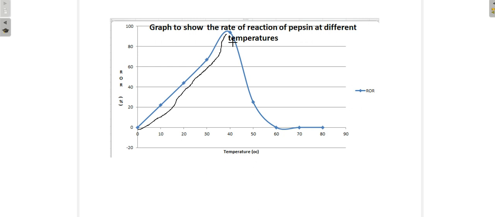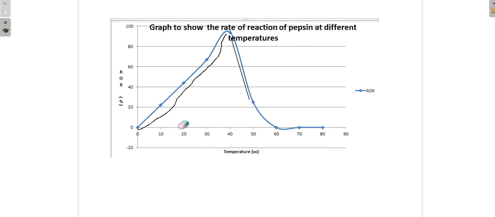And then you can see above 40 degrees, it falls, and it falls very steeply, denoted by the gradient here. This is a very steep gradient, look, much steeper than on the other side. Then at high temperatures between 50 and 60, it begins to plateau out at 0% rate of reaction. And then above 60 degrees, it's 0 the whole way along.